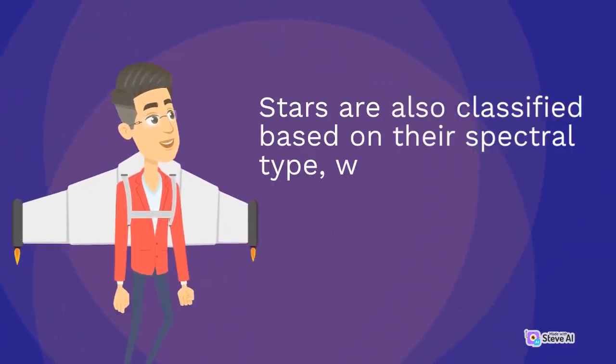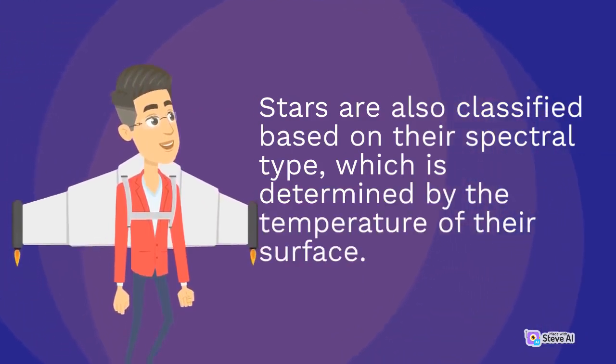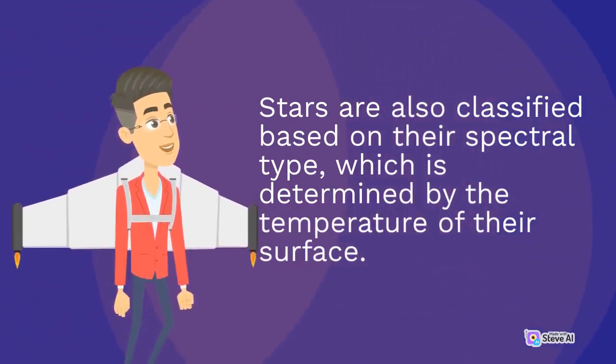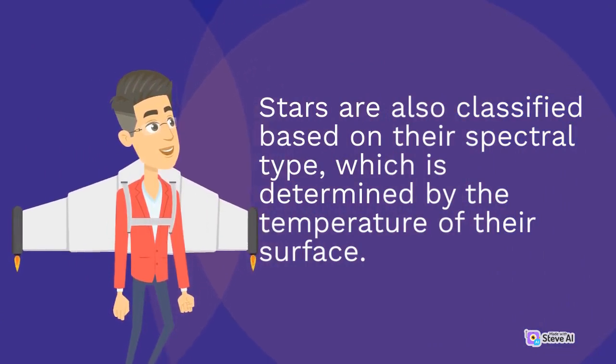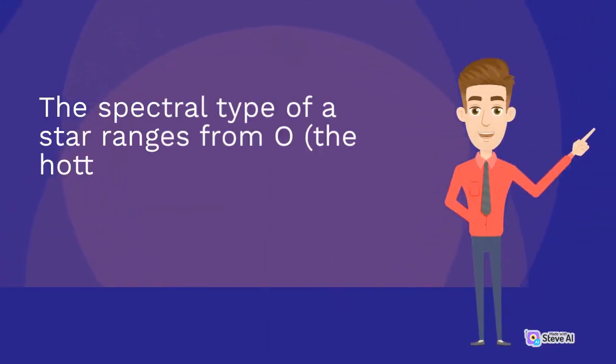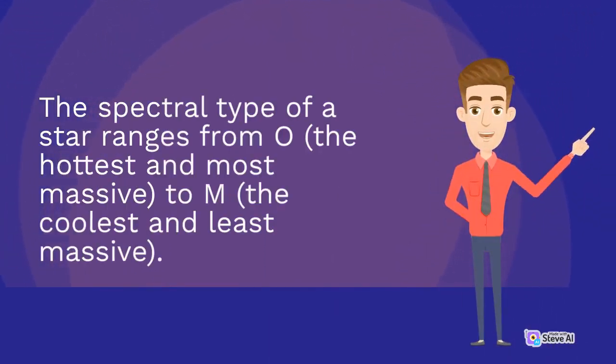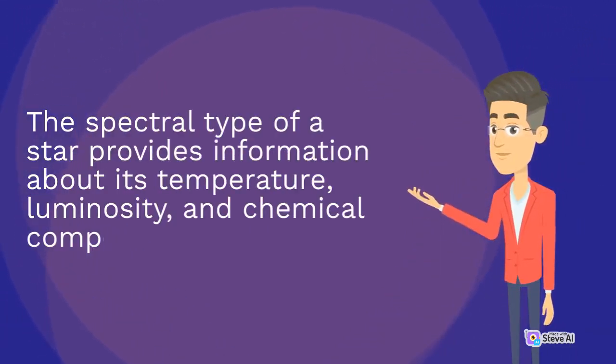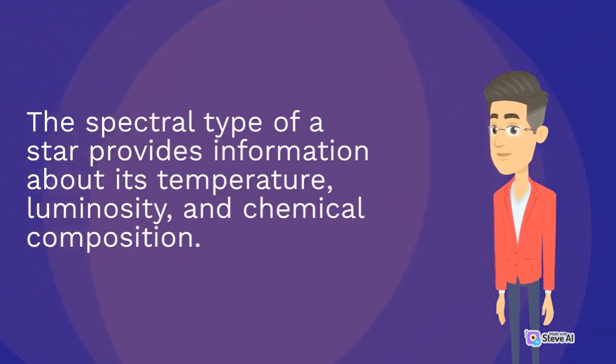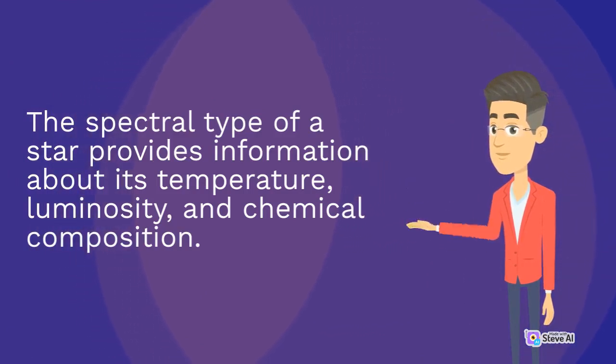Stars are also classified based on their spectral type, which is determined by the temperature of their surface. The spectral type of a star ranges from O, the hottest and most massive, to M, the coolest and least massive. The spectral type of a star provides information about its temperature, luminosity, and chemical composition.